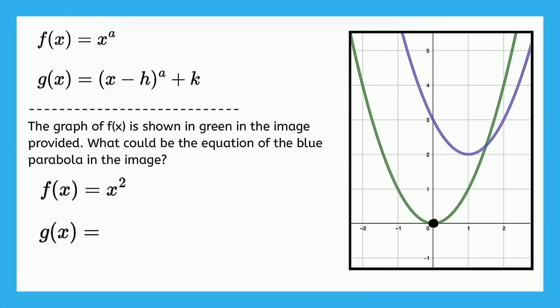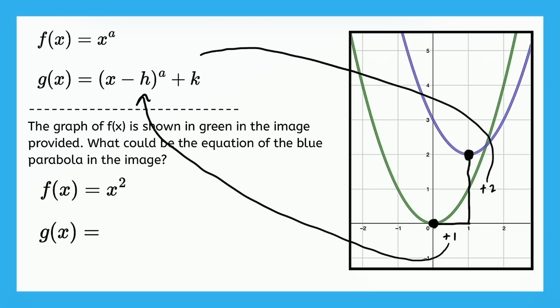So the vertex on the green parabola is 0, 0, and the vertex on the blue parabola looks like it's at 1, 2. Okay, so how do we shift? We went 1 unit to the right and 2 units up. So we know that this +1, the horizontal movement, corresponds to the -h part of the formula, and this +2 corresponds to the +k part of the formula, because the +2 is the vertical movement.